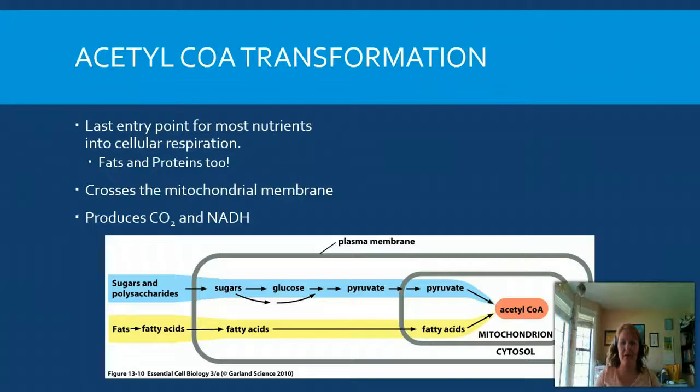And this is an important process because it gets the molecule ready for the citric acid cycle, but it also produces a couple byproducts that are important for us, CO2 and NADH. Now the NADH is that high energy electron carrier that's going to carry those electrons to the electron transport chain, and the CO2 is going to be breathed out from our bodies as a byproduct of this process. So it's important to understand how this happens.